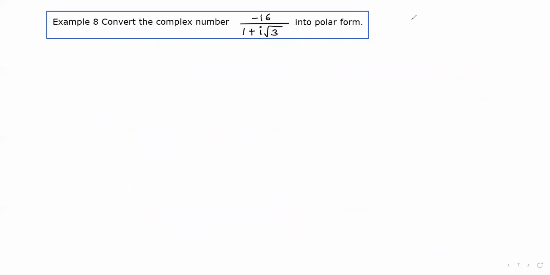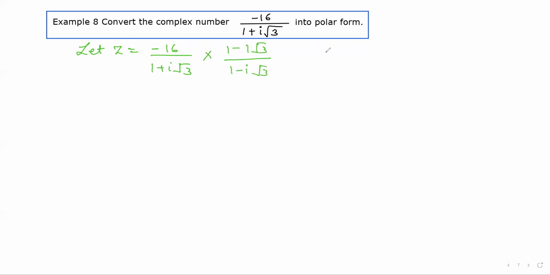convert the complex number minus 16 upon 1 plus i root 3 into polar form. So, first we will convert it into a plus ib form. Then we can convert it into polar form. Let z is equal to minus 16 upon 1 plus i root 3. You have to rationalize it. So you multiply by 1 minus i root 3 upon 1 minus i root 3.